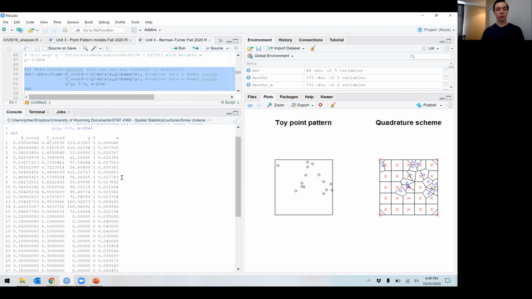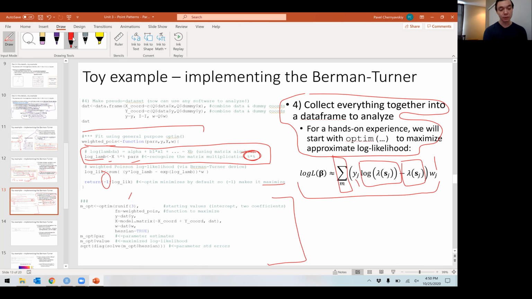Put everything in. My starting values are 3 random numbers between 0 and 1. Here's the function I'm trying to maximize. I have to put in what my y is, the pseudo outcome variable, and what my design matrix is. For the design matrix, I'm using the model matrix function, so I can just put an R formula inside. X coordinate and Y coordinate define how my intensity varies. Here are my quadrature weights. This Hessian is for the standard errors. Of course, we need the standard errors.